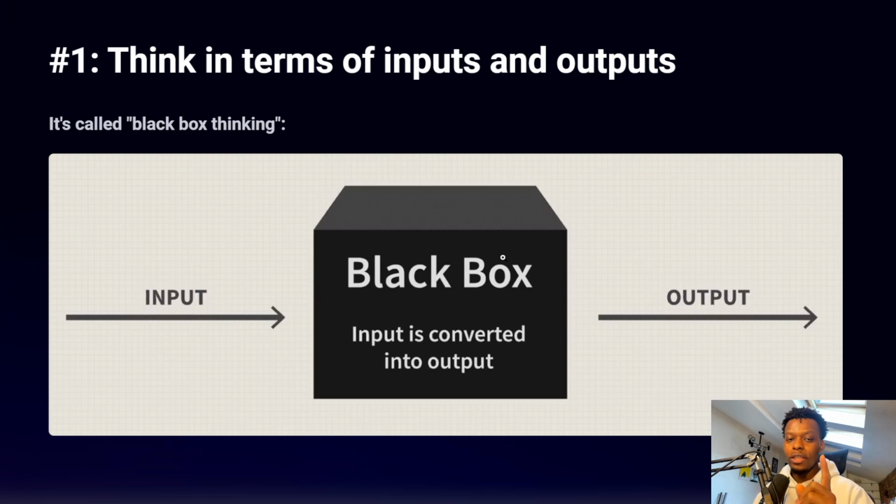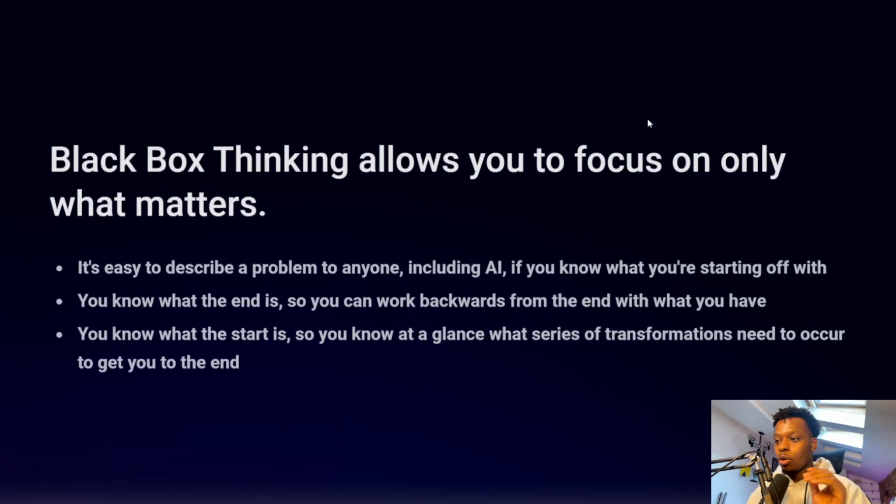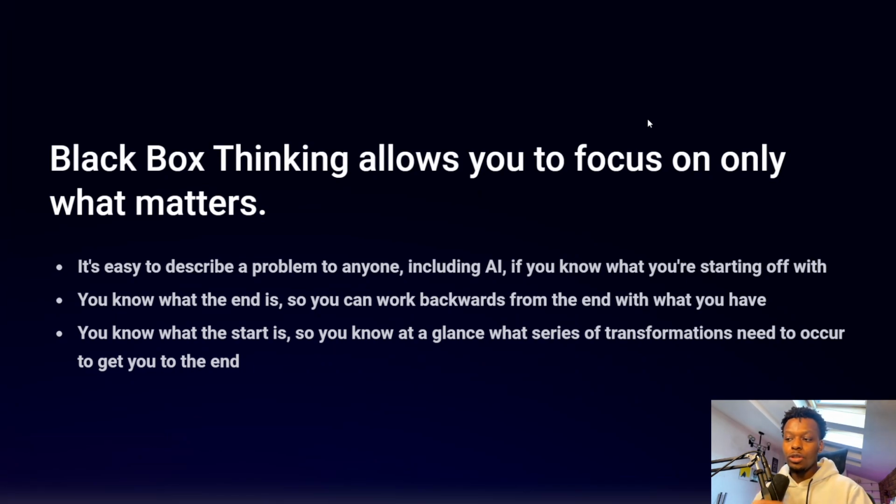So number one is to think in terms of inputs and outputs. The whole idea behind this is that you have an input, something happens to that input, and then you have an output afterwards. And the input is converted into an output using a number of processes that you may not particularly know, using the processes that you're going to create using AI, and that will spit out the output, which is what you need. So this type of thinking allows you to focus only on what matters.